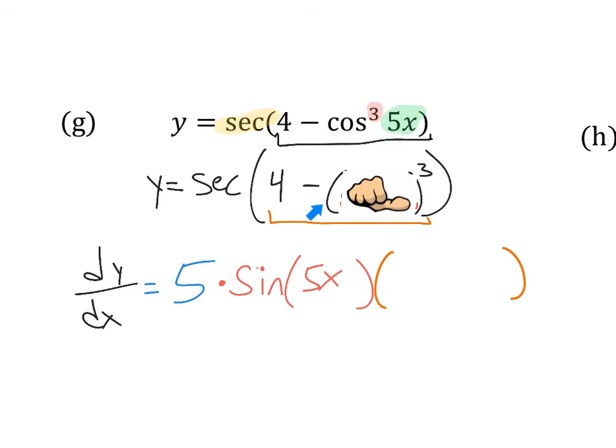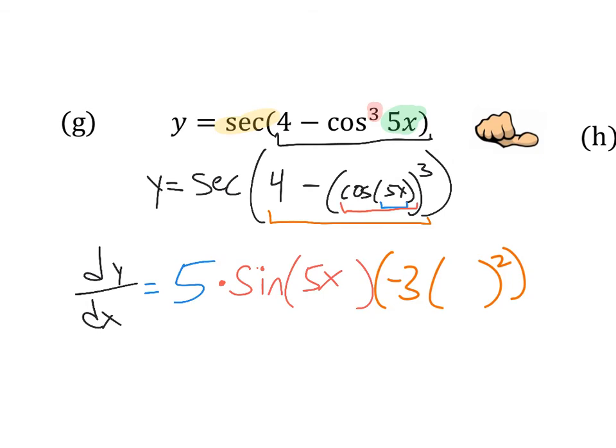Well, the 3 is going to come down and become a 2. We're using our, what are we using? Our power rule. That's what it's called. Okay. And then, well, what's under the thumb? Let's copy that down. Cosine of 5x.